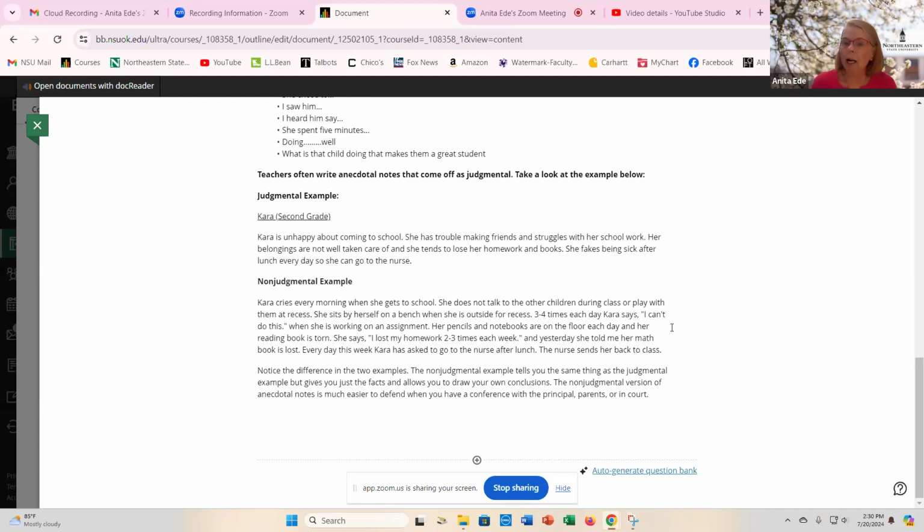Her pencils and notebooks are on the floor each day. So clear when it comes to not taking good care of her belongings. And her book is torn. Again, very clear as to why I'm thinking she's not taking care of her stuff without coming out and saying it. She says, "I lost my homework" two to three times each week. A quote is a great way to document. And yesterday she told me her math book is lost.